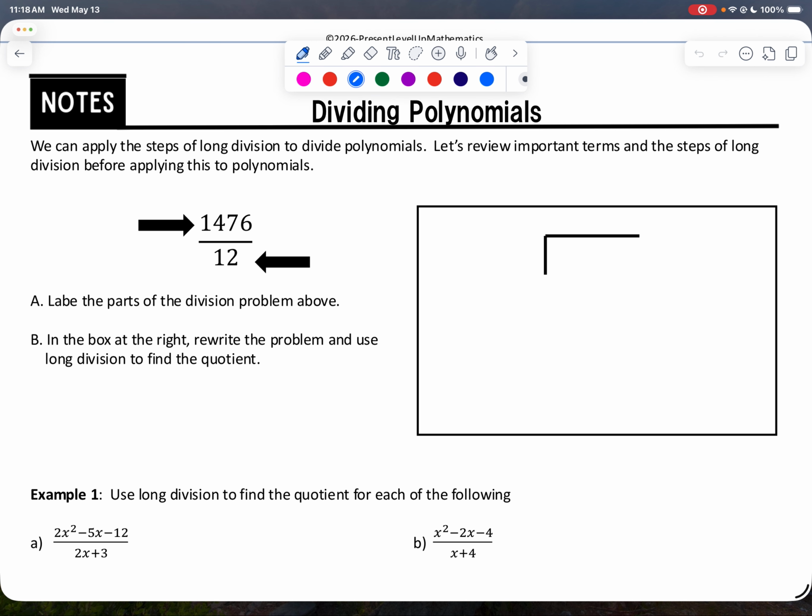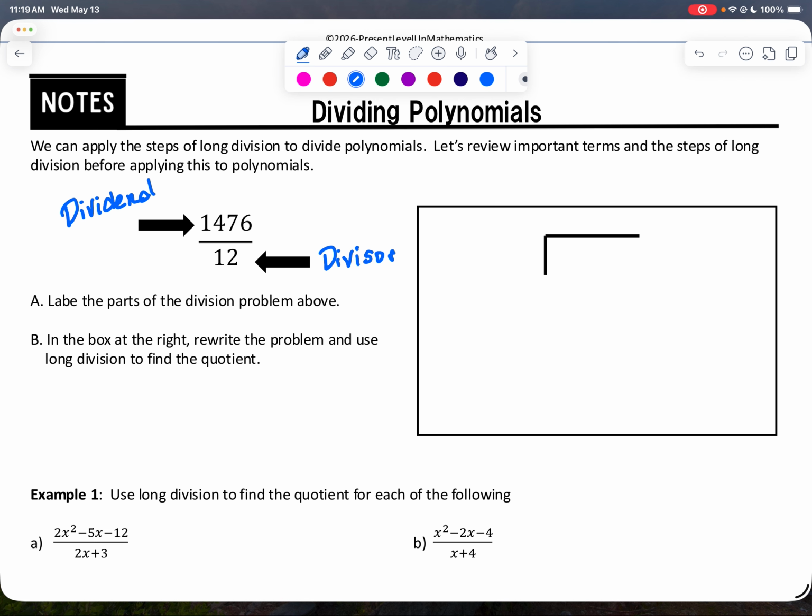So in our first problem here, we have 1,476 divided by 12. In part A, it says label the parts of the division problem above. So if you remember from 5th and 6th grade, this top number is your dividend, and the bottom number is your divisor. So what this means is you're taking 1,476 and dividing it into 12 parts.